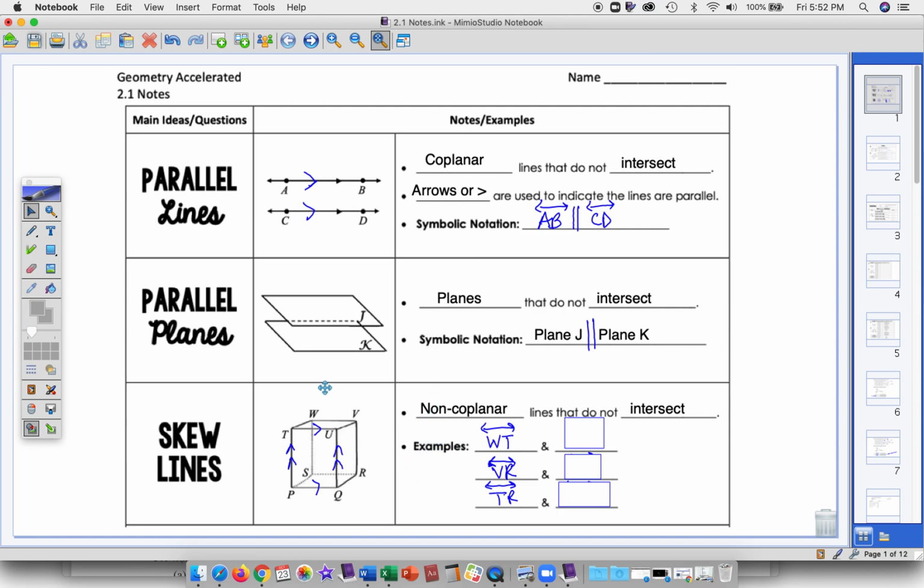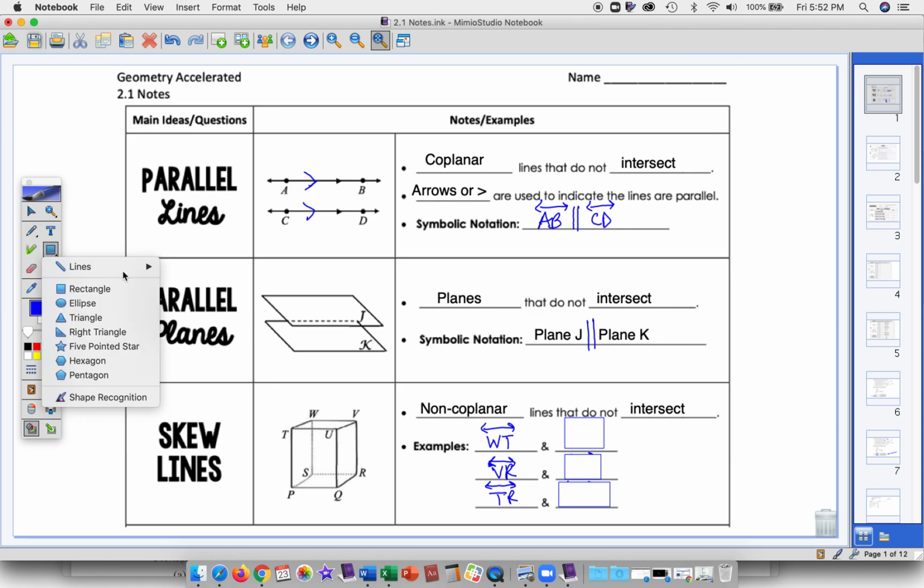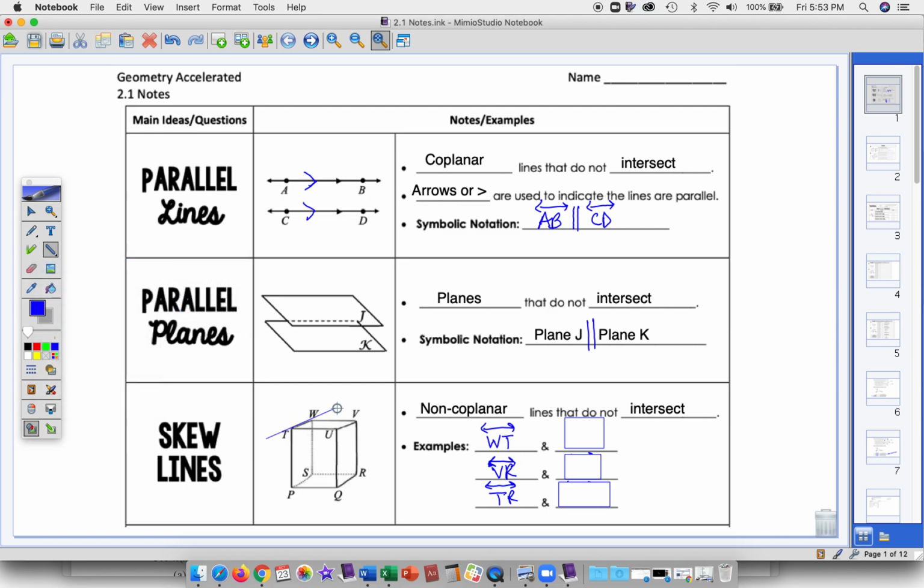So for example, let me take some of these markings away. If I look at line WT, that's this line here. That line would be skew with line UQ. Here's UQ. And you can see how this line and line WT would never intersect, and they're not in the same plane. They're in two different planes.